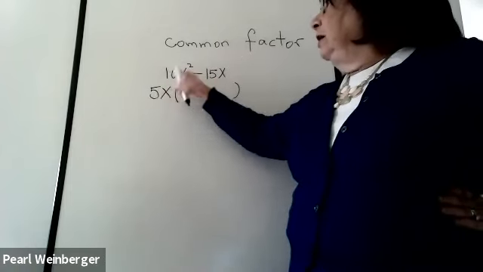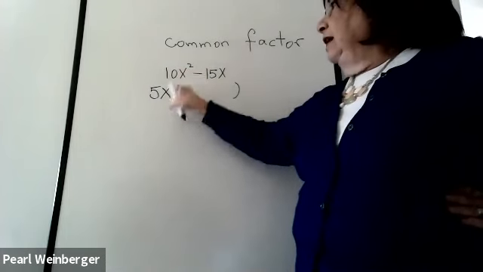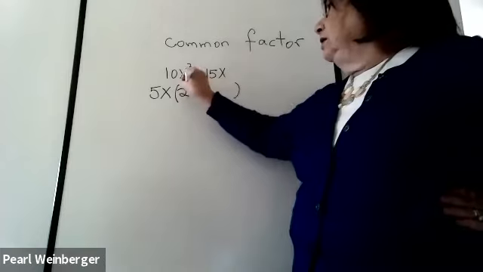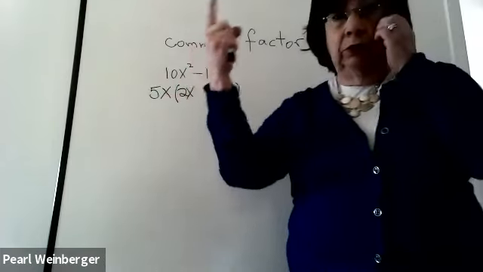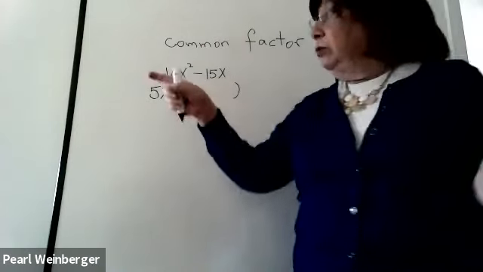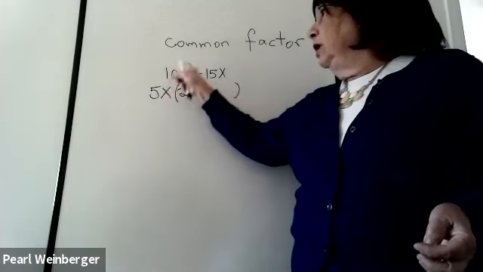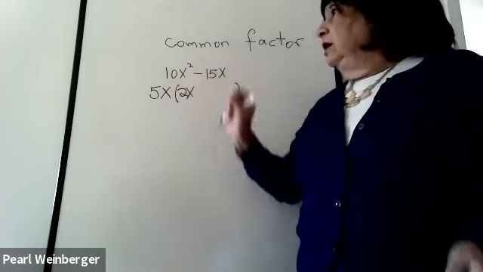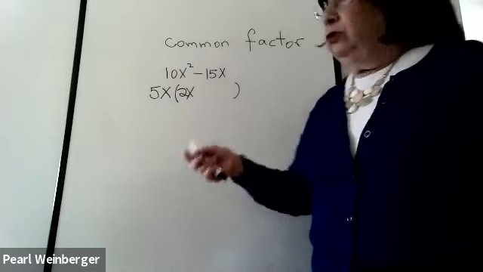So 5 into 10 is 2. And x divided into x squared is x. Remember, when you're dividing polynomials, you subtract their exponents. This has an exponent of 2. This has an exponent of 1. 2 minus 1 is 1. So it's 2x, because its exponent is 1.